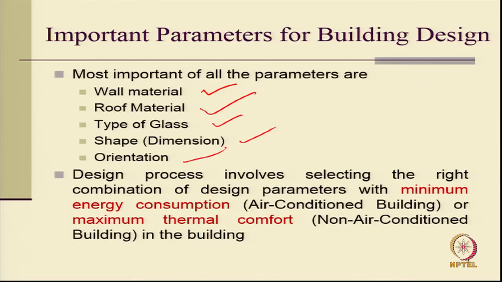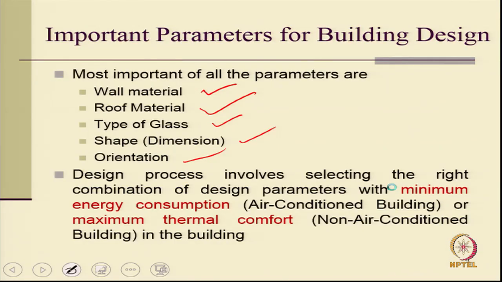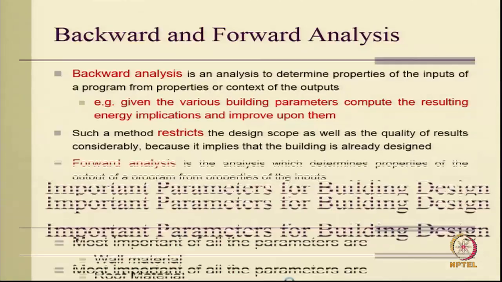For example, if you look at the previous one back, location, budget, this we can exclude for the time being, because that would make life more complicated, but these are part of the wall system itself. Color of the wall, texture, if there is any, one can take. But this example that I am talking of takes these 5 variables. So, it involves selecting the right combination of design parameters with minimum energy consumption, or maximum thermal comfort. You can increase the thermal comfort or minimize the energy.